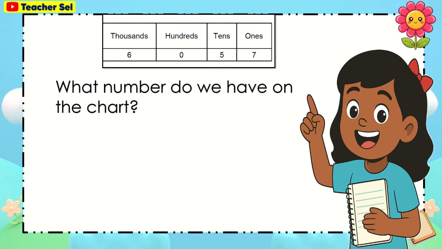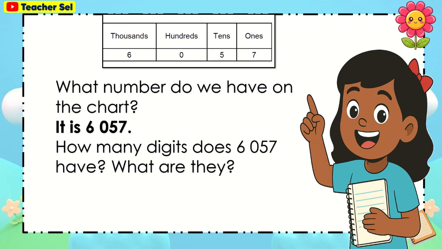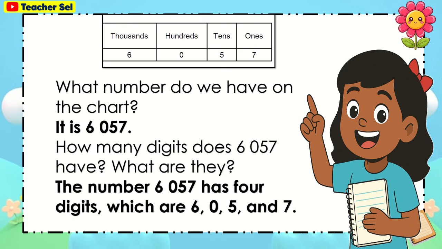What number do we have on the chart? It is 6057. How many digits does 6057 have? What are they? The number 6057 has 4 digits, which are 6, 0, 5, and 7.